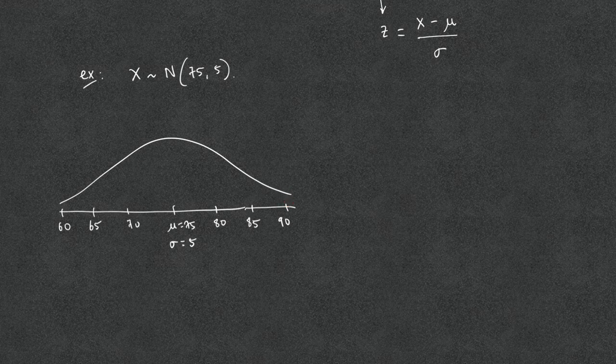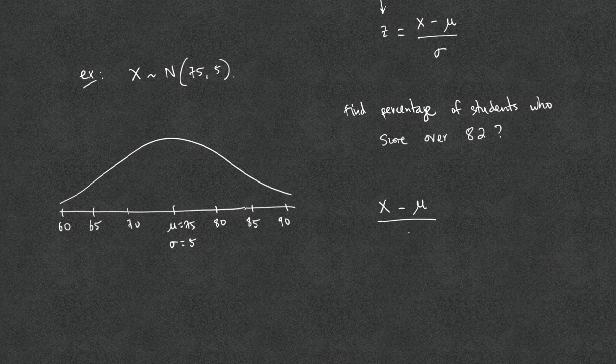But what happens if we want to find the percentage of students who score over 82? Notice that 82 is not precisely 1, 2, or 3 standard deviations away from the mean. So we're going to standardize this. X minus mu over sigma will give us the z-score. The z-score tells us how many standard deviations away from the center this x value is.